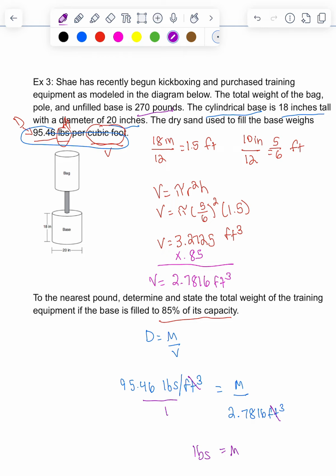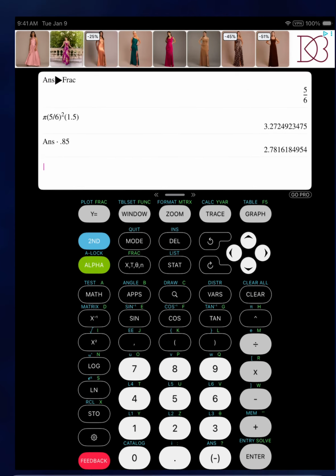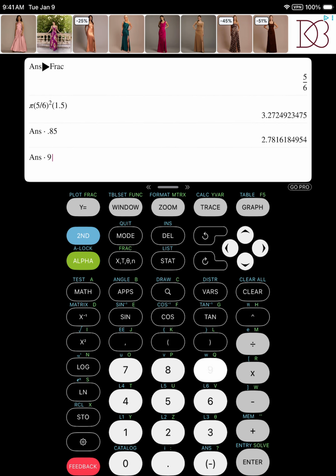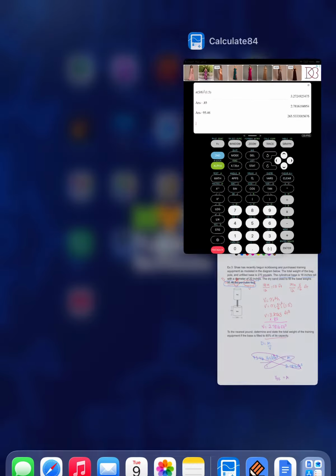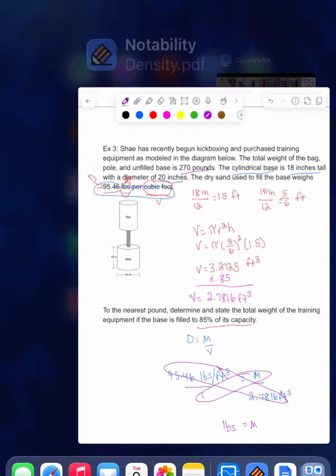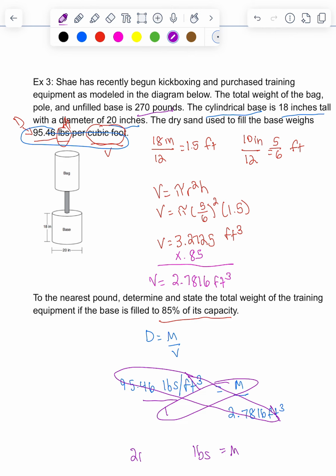I'm going to put this over 1 and cross multiply. So we have m is equal to 2.7816 times 95.46. And I get 265.5333. So that is the weight of the filled base.